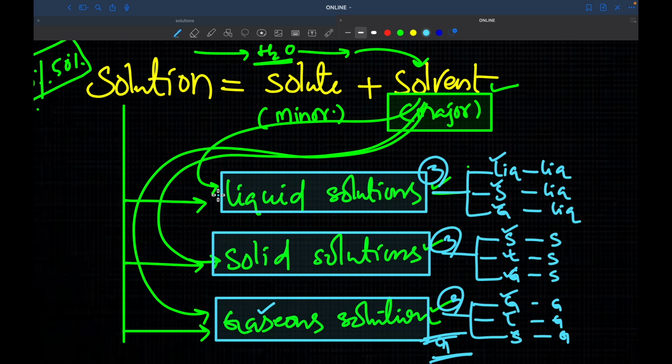So solutions are of 3 types, and each is classified into 3 more, depending upon the physical state of the solute present in it. So these are the 9 types of solutions: liquid in liquid, solid in liquid, gas in liquid, solid in solid, liquid in solid, gas in solid, gas in gas, liquid in gas, solid in gas. These are the 9 types of solutions.